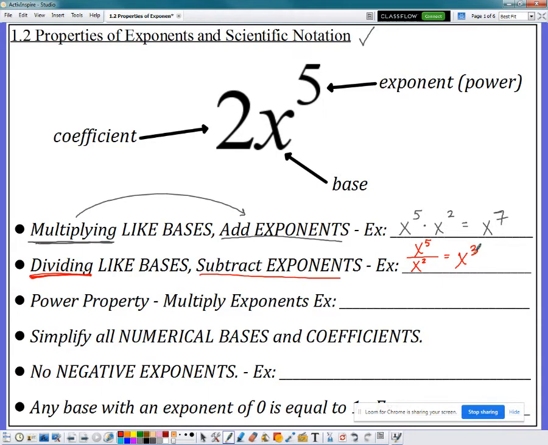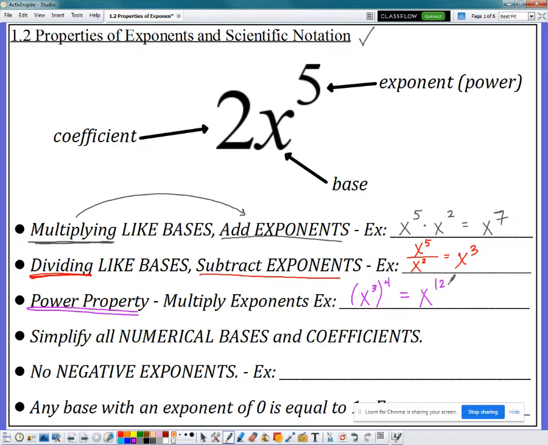Third, we have the power property, which is whenever we multiply exponents. The power property is whenever we have a power raised to a power. So for example, if I have x to the third raised to the fourth, as you can see, I have two exponents. I have a 3 and a 4, so it's a power raised to a power. When this happens, you multiply, and 3 times 4 is 12, so you get x to the 12th here.